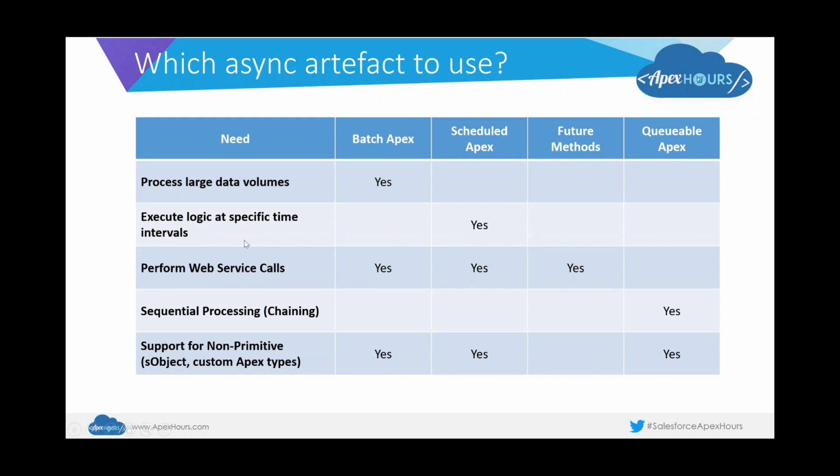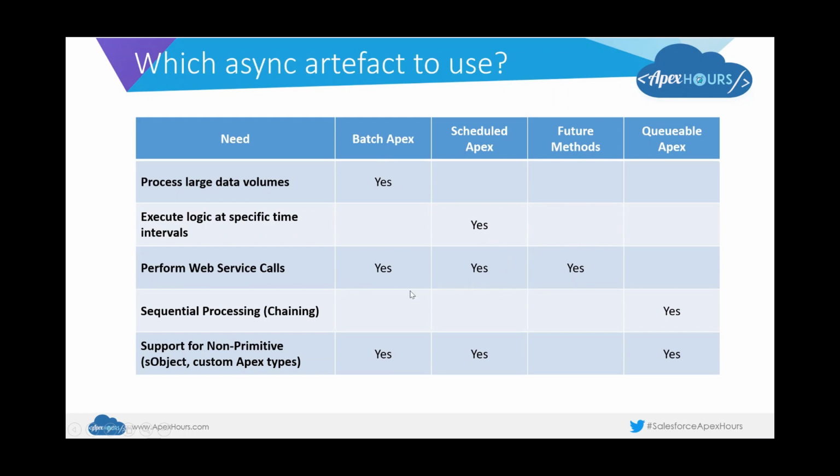However, if you want to execute logic based on a specific time period, or at specific intervals, then Scheduled Apex is your tool of choice, because it allows you to provide a cron string and configure that. If you want to perform web service calls, you can do that with all these three.